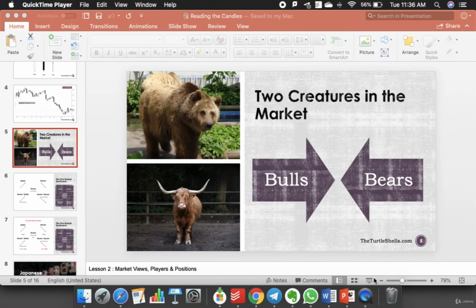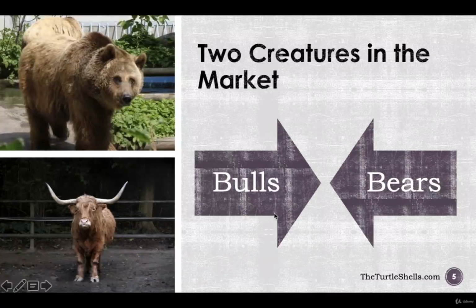Now let us have a look at the market views, the players and the positions. So in the market, there are 2 creatures. One are the bulls and one are the bears. The bulls are the ones who are trying to push the price up. When a bull attacks, it is pushing its prey up. And when the bears attack, they are pushing their prey down. So the bulls take the prices up, and the bears push the prices down. So in the market, there is a constant battle going on between the bulls and the bears.